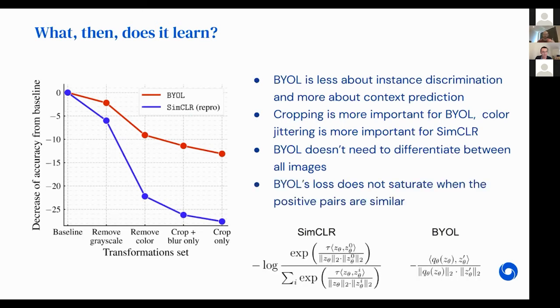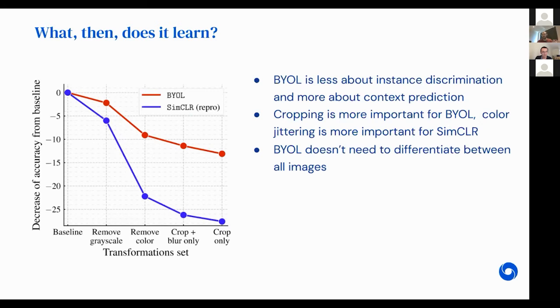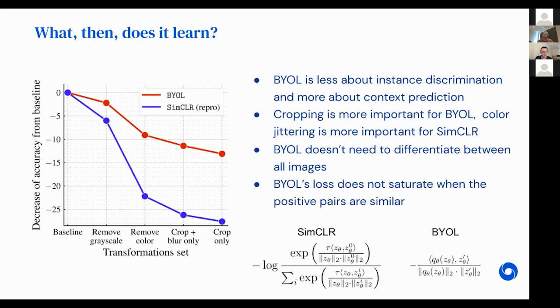So in that sense, BIAL is an easier problem than Sinclair, but BIAL is harder in a different way, in the sense that BIAL's loss doesn't saturate when the positive pairs are similar. So imagine you have two patches that are highly overlapping. Sinclair can just represent all the information that's overlapping in those two patches, and therefore get representations that have a very high dot product, and then this loss is going to saturate, since they're already much more similar to each other than they are to other patches in the data set.